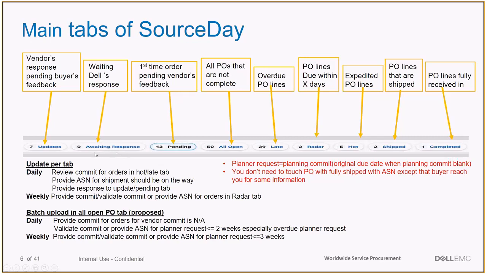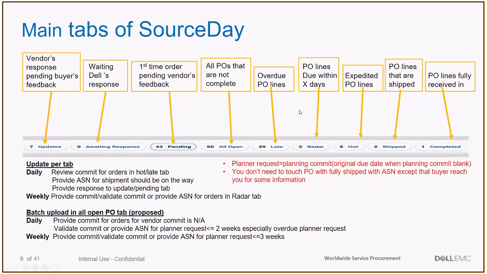So if the buyer accepts, we still generate the PO, right? If the buyer doesn't accept, the buyer will also add comments for these records. Then you'll see them in the Update tab. So the Update tab is for after the first time; the Pending tab is the first time, right? Back-and-forth updates are here. And All Open is all the records in this tab.